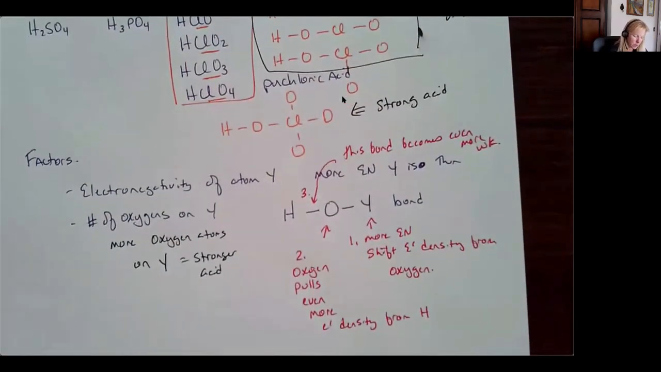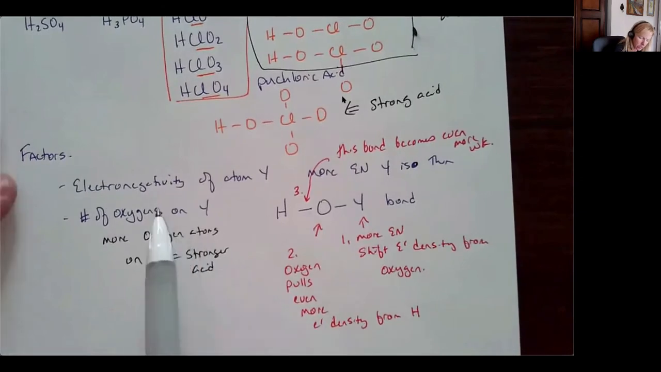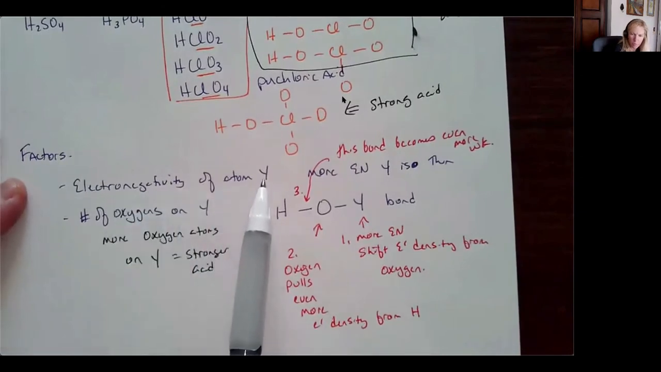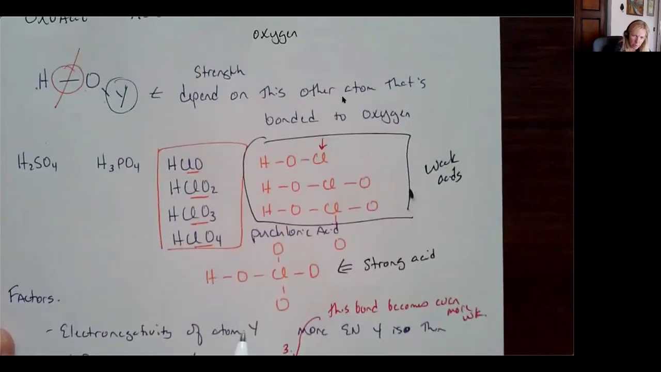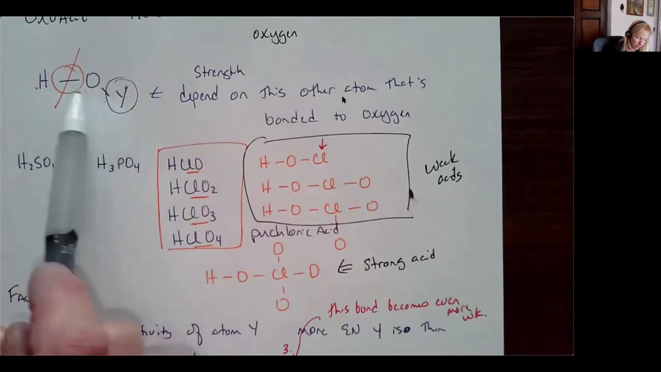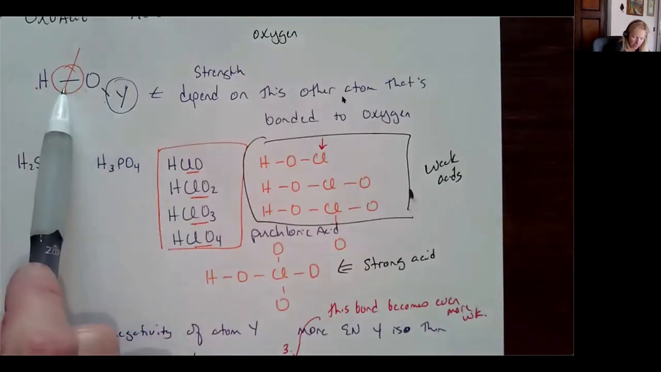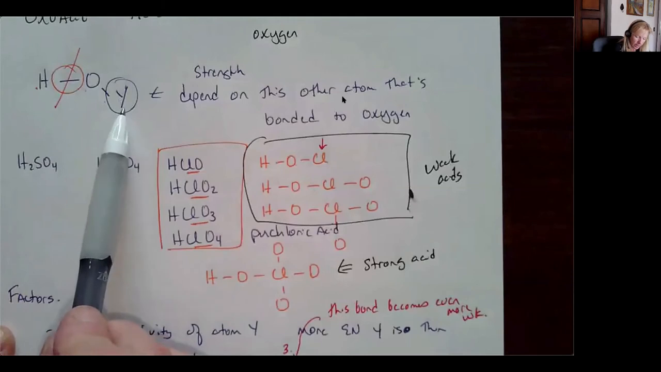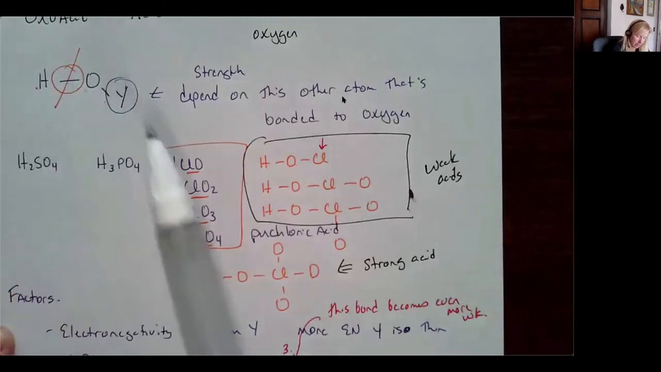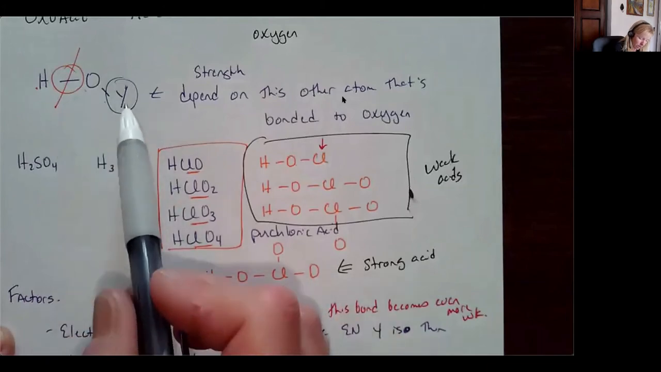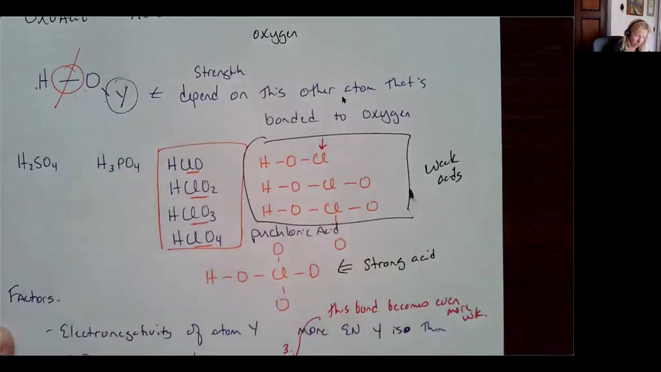So there's a couple of factors for an oxoacid. You're going to look at the electronegativity of atom Y. That's the one removed from the oxygen here, so it's one bond removed from the bond that you're looking at. The more electronegative this is, the stronger the acid is going to be. The more oxygens that are on Y, the stronger the acid's going to be.